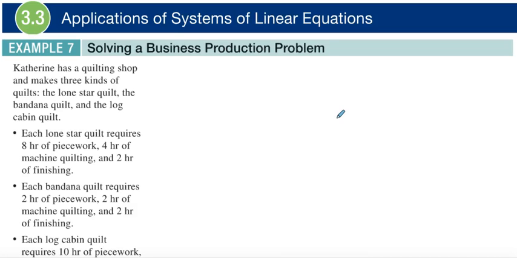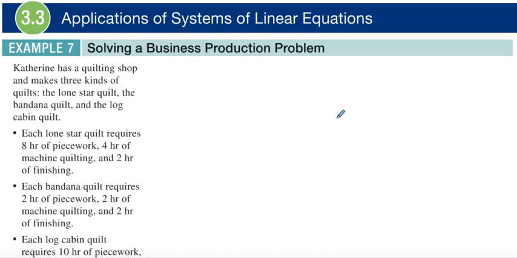All right, section 3.3, example number 7, the last example for this section on applications of systems of linear equations. So, talking about quilting now. Not one of my hobbies, but maybe somebody else is out there. So, let's talk about Catherine here. She has a quilting shop and makes 3 kinds of quilts: the Lone Star quilt, the Bandana quilt, and the Log Cabin quilt.